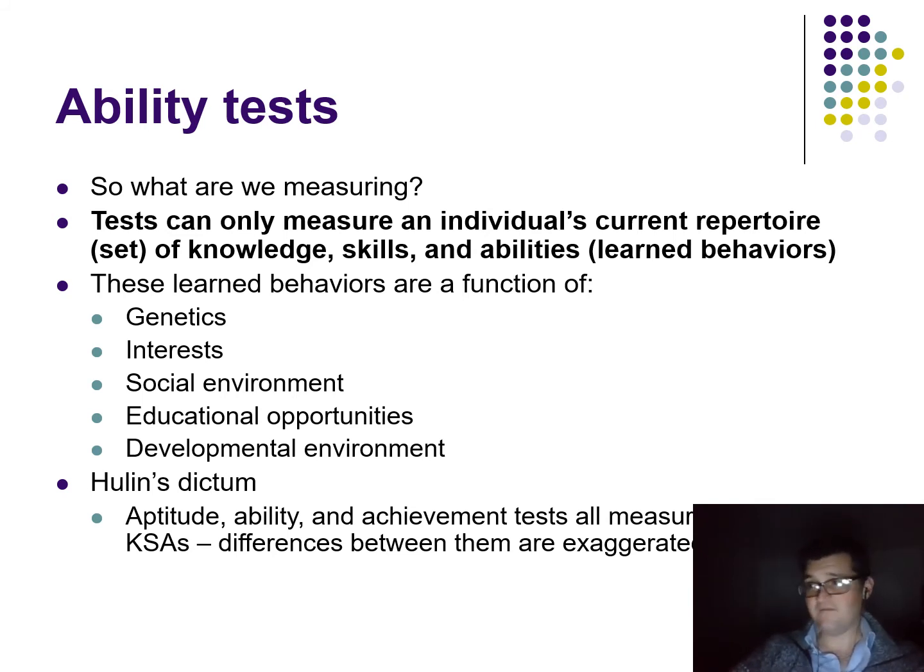So there are genetic factors that affect whether or not people learn quickly and broadly. But beyond that, there are also interests. You're probably going to do better at mathematics if you're interested in it. Then there's the social environment: did you have good teachers? Were your parents supportive? Were there lots of books in your home growing up? Did your parents read to you? All of those sorts of things. Educational opportunities, that's pretty obvious.